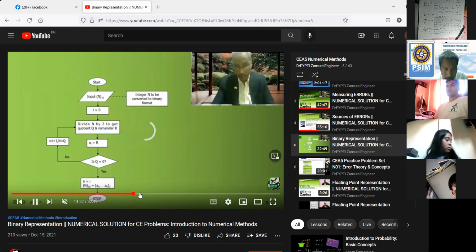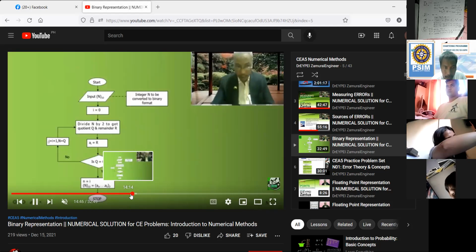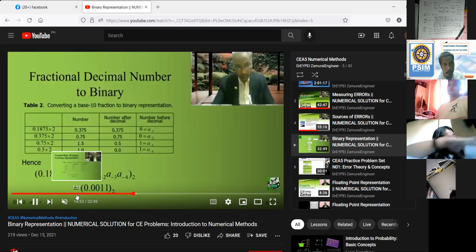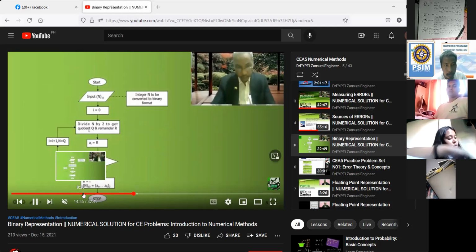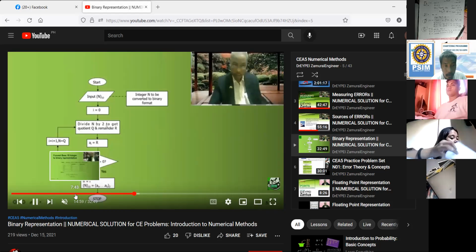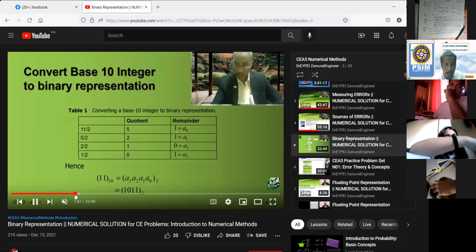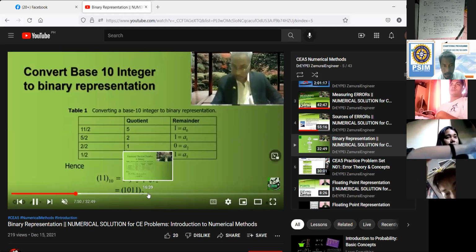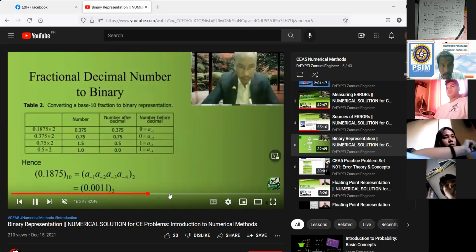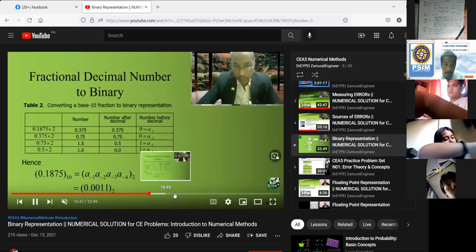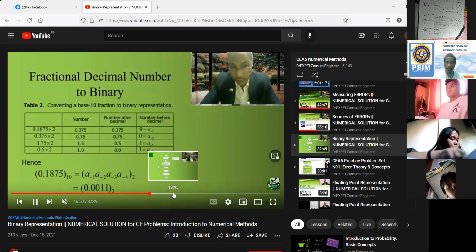Okay, where is the next? What is that? Convert table? Convert base 10 integer to binary. Oh, we already know this. I already solved this. And base 10 to binary. So going back and forth, no? Base 10 to binary, binary to base 10. Right?